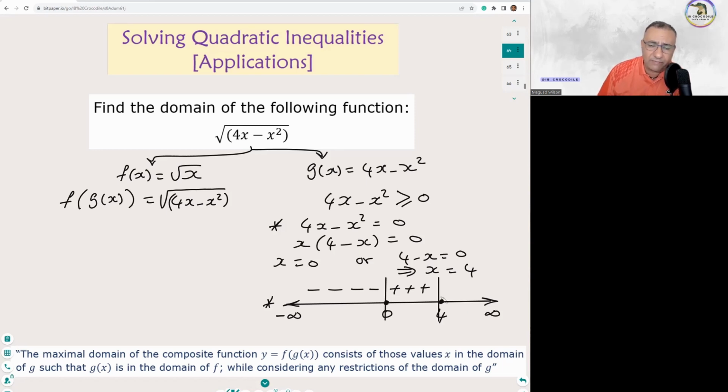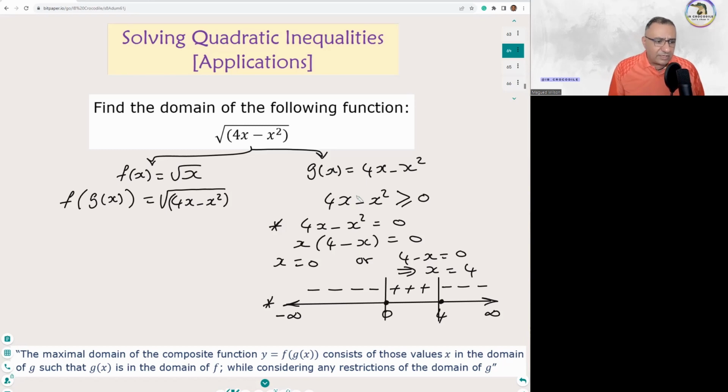And now let's pick a value bigger than 4 to find the sign in this section. So let's say 10. 4 times 10 is 40, but then 10 squared is 100. So 40 minus 100, you have a big number on the negative side. So obviously it is also going to be negative. And this is what we call a sign chart of this inequality.